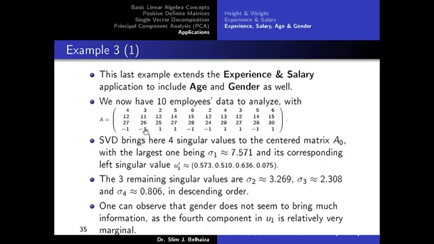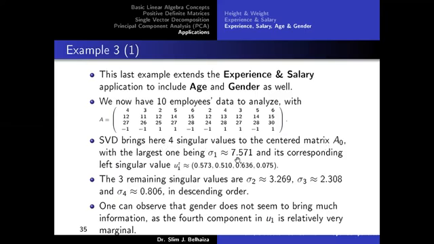So I have a small data set. I have 10 employees, and I have the number of years of experience, which is the first row. I have the monthly salary. I have the age, and I have -1 and 1 for encoding just the fact that it's a male or female, man or woman. So since we have a 10 by 4 or 4 by 10 matrix, we're going to have 4 singular values, okay?